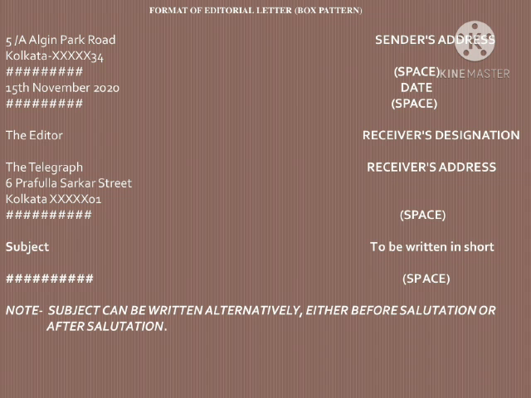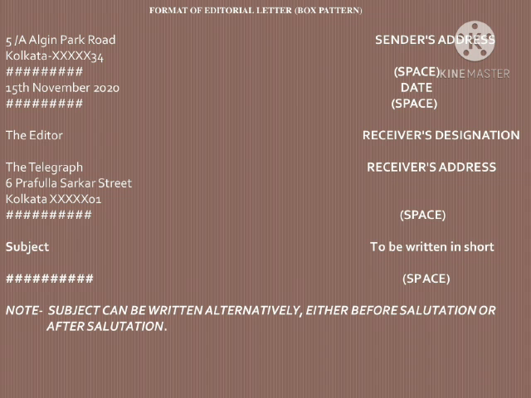As you can see over here, the format of an editorial letter. This is written in box pattern. Box pattern means all the items of the format are written on the left side. Now, to start with, you have the sender's address at the top. Then you should provide little space. Then date will be written, and as you know, for each and every writing skill, date has to be written in extended form. Then we will write the receiver's designation, in this case the editor.